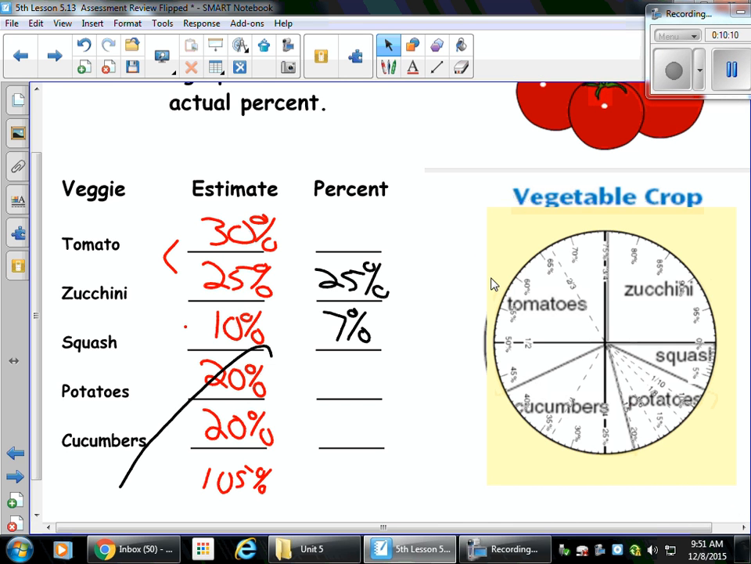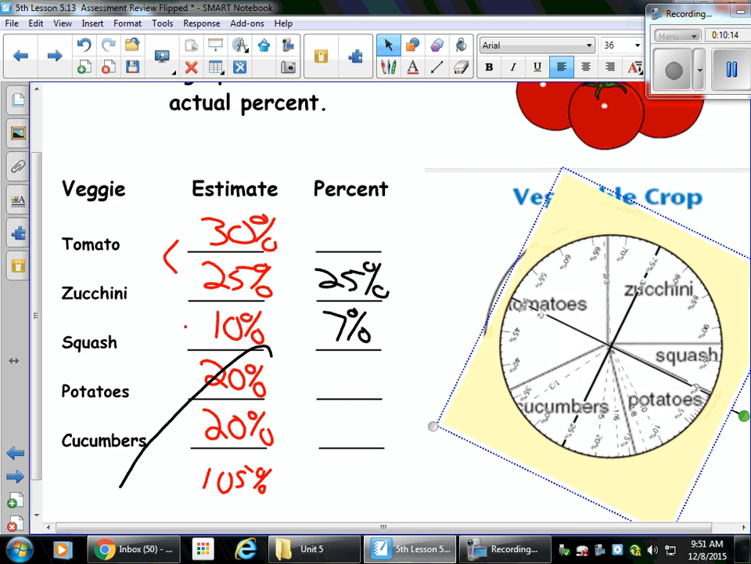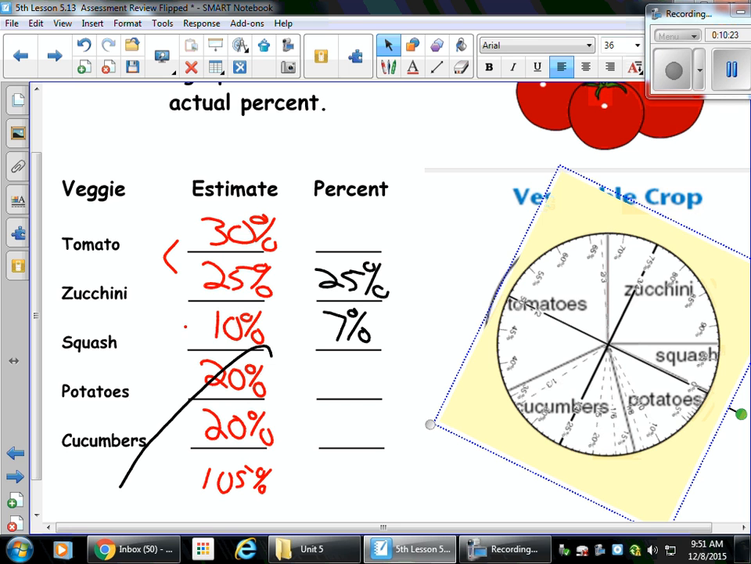Keep going on my circle here. I'm going to go to my potatoes. My potatoes look like they're right under 15%, so I'm going to go with 14%. I better make sure I'm right in the middle here. 14% on my potatoes.